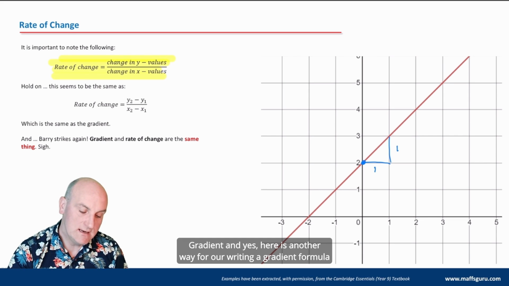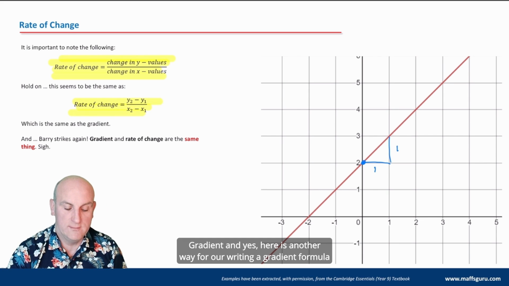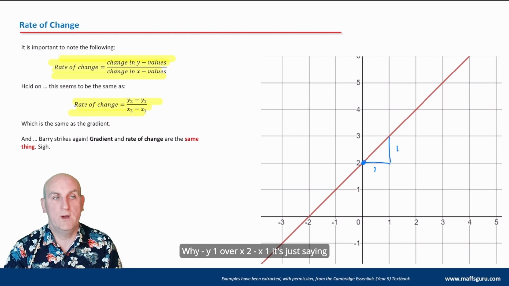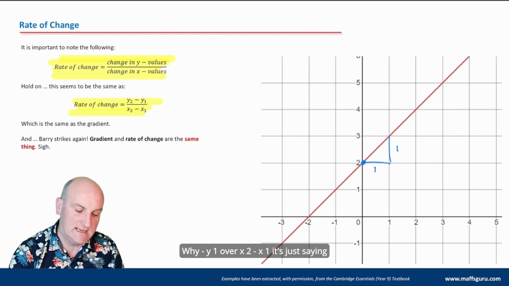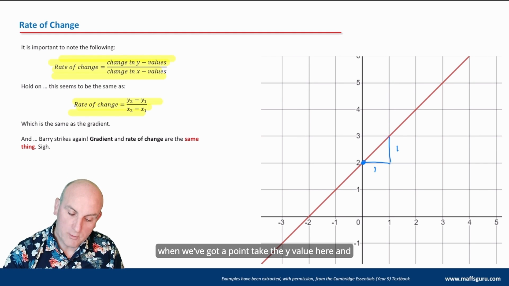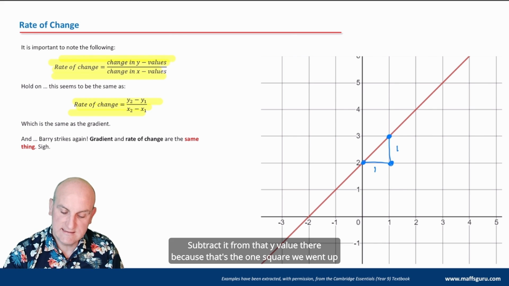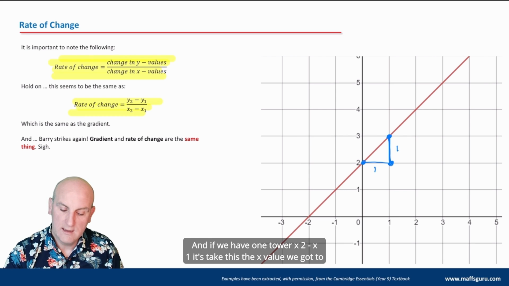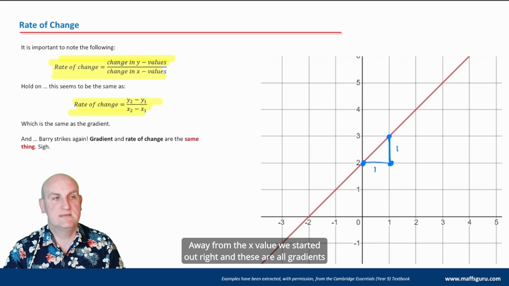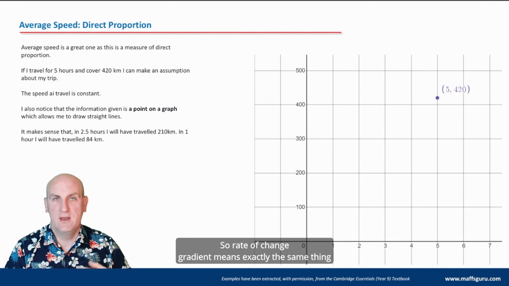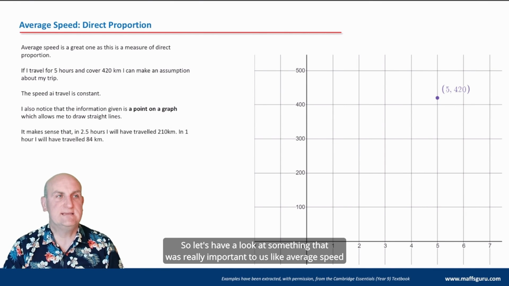And here is another way of writing our gradient formula: y2 minus y1 over x2 minus x1. It's just saying, take the y value here and subtract it from that y value there, because that's the 1 square we went up. And for x2 minus x1, take the x value we got to away from the x value we started at. And these are all gradients. So rate of change and gradient mean exactly the same thing. So let's have a look at something that's really important to us, like average speed.